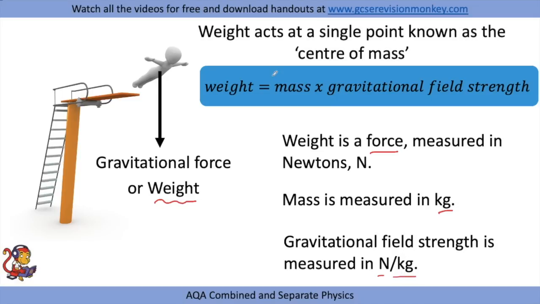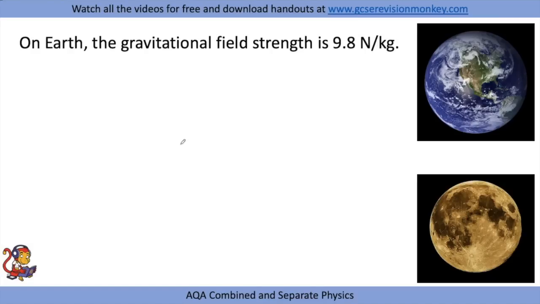The weight acts at a single point known as the centre of mass of an object. So here, for example, in this person, this could be the centre of mass of that person. It's quite difficult to work out where the centre of mass is for irregular shaped objects, but that's where the weight will be acting downwards. On Earth, the gravitational field strength is 9.8 newtons per kilogram, sometimes rounded up to 10.